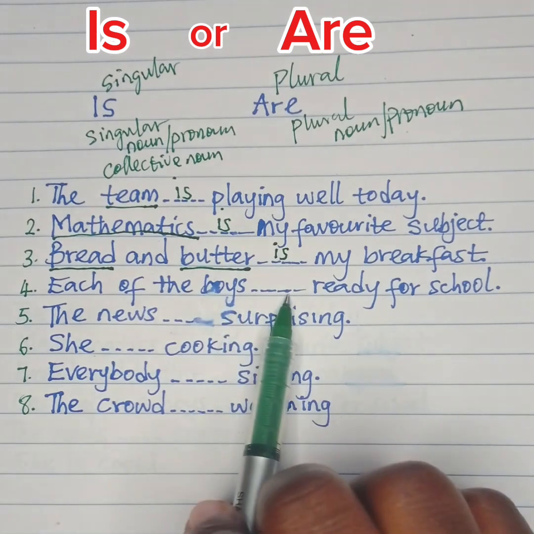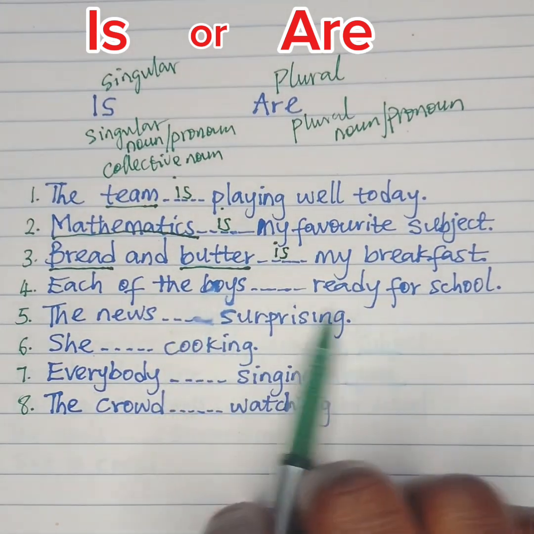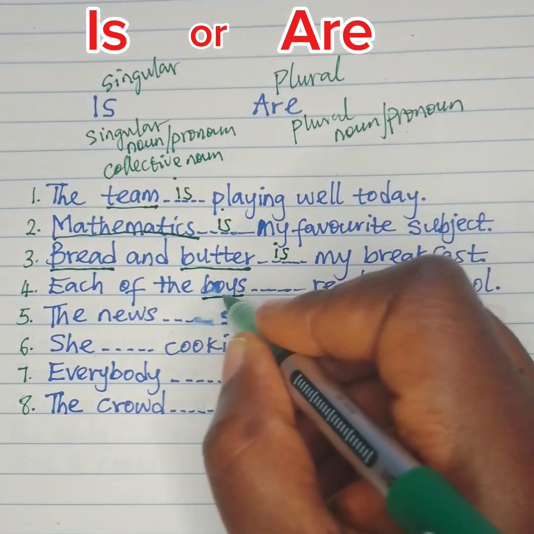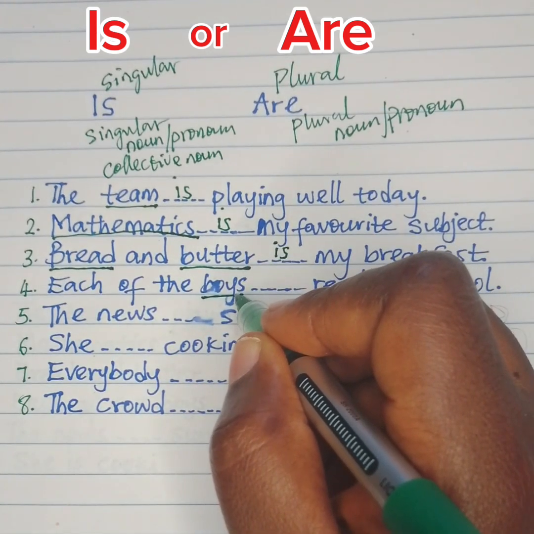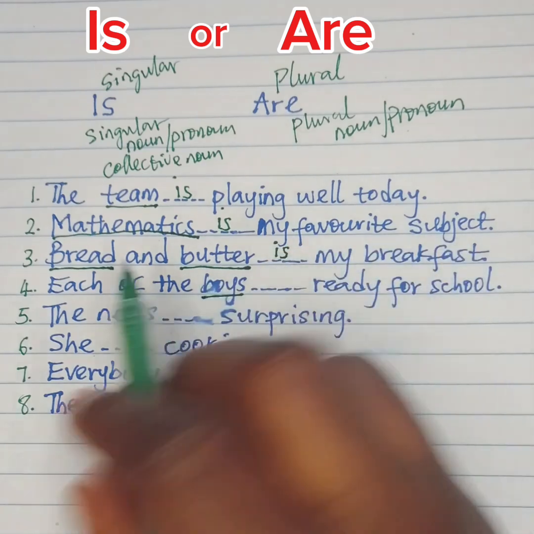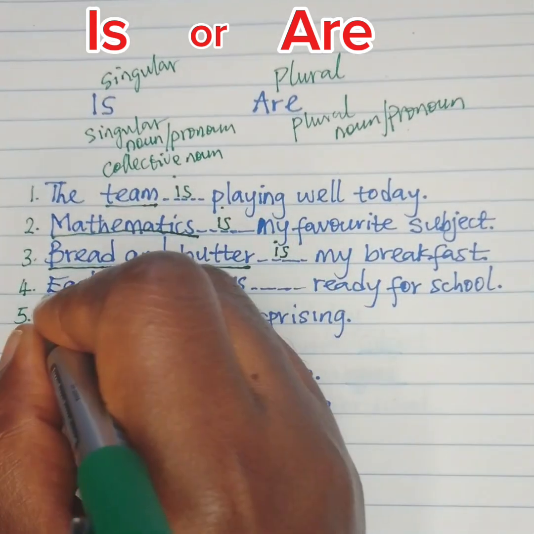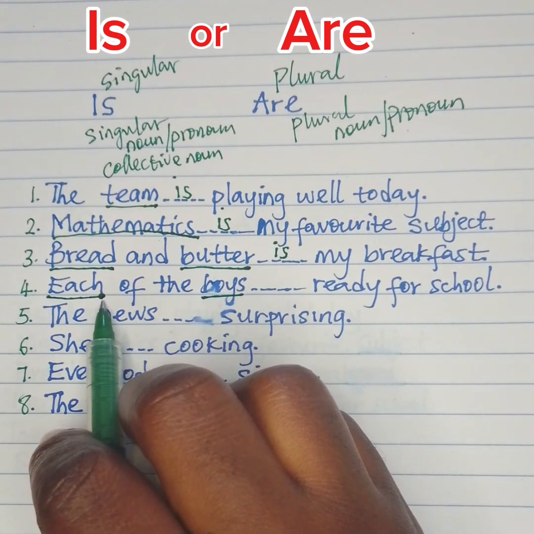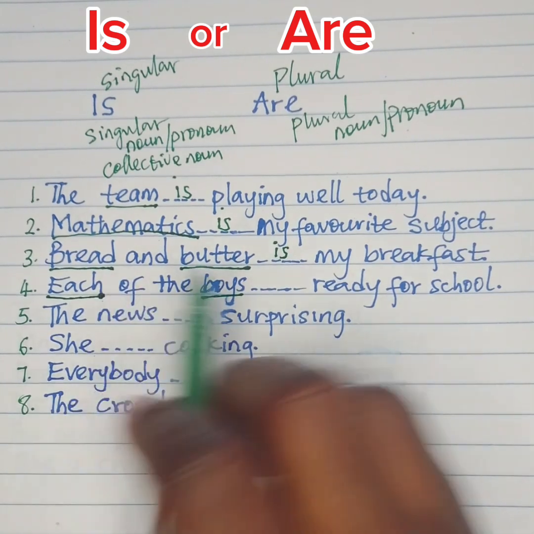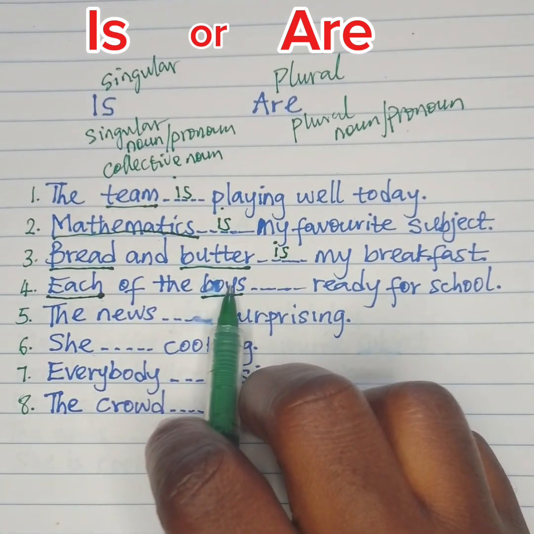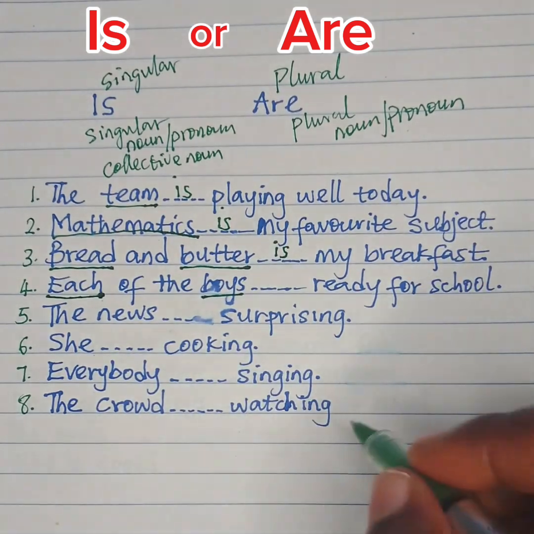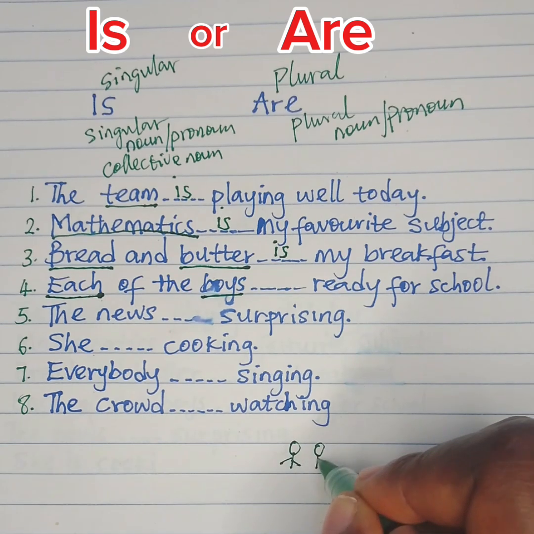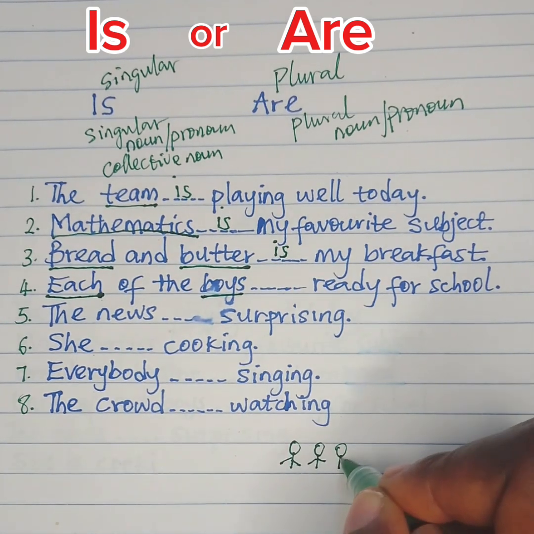Each of the boys blank ready for school. The key word here is not boys. Of course, boys is a plural noun because of this letter S, but our focus in this sentence should be each. Each is a pronoun and it is singular. Okay, now let's say the boys here are 3 persons. Let's say this is the first boy, the second boy, and the third boy.